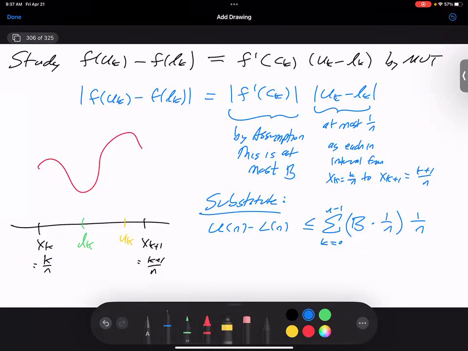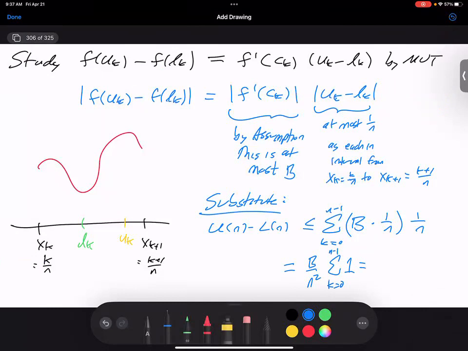I'm not putting an absolute value on the upper sum minus the lower sum. Well, I don't have to. The upper sum is going to be at least as large as the lower sum. So I don't have to worry about whether there should be an absolute value sign on the left. So this is going to be equal to B over n squared times the sum, k goes from 0 to n minus 1 of 1.